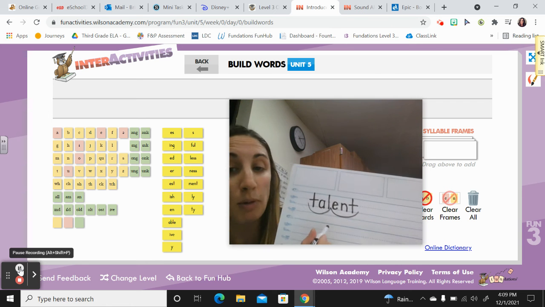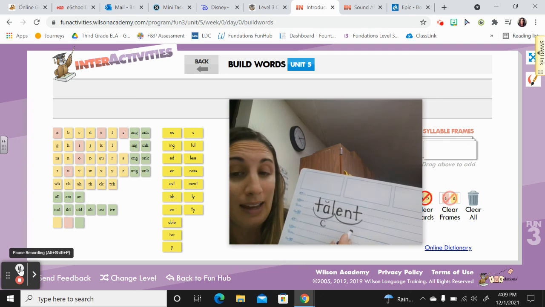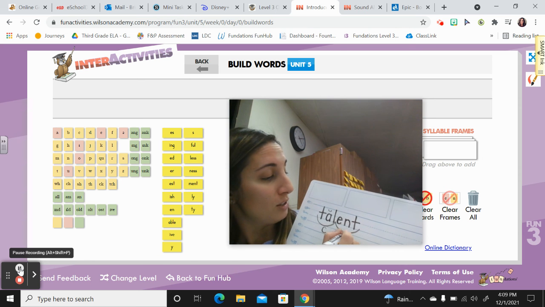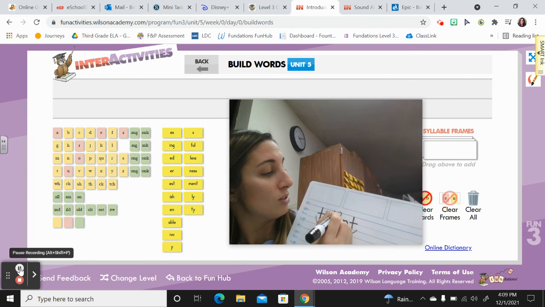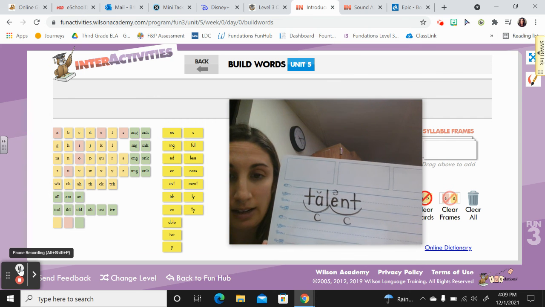Tal is what kind? Let's mark it up. Closed syllable, put a brief. How do we mark int? Right, this is a closed syllable, but this is not a short vowel. It's a schwa sound. Get that upside down E.